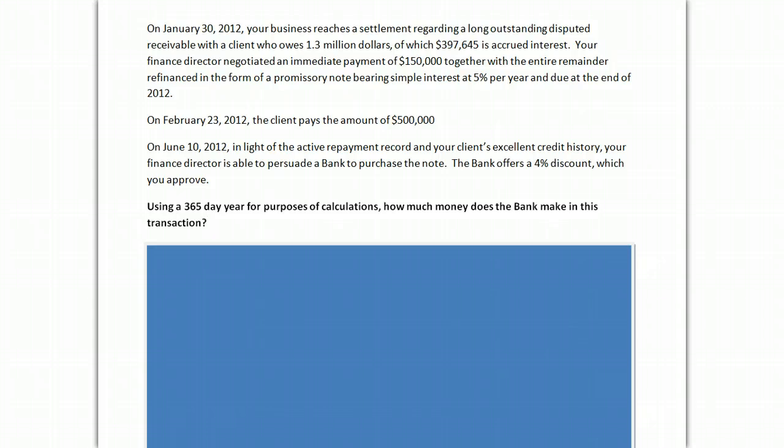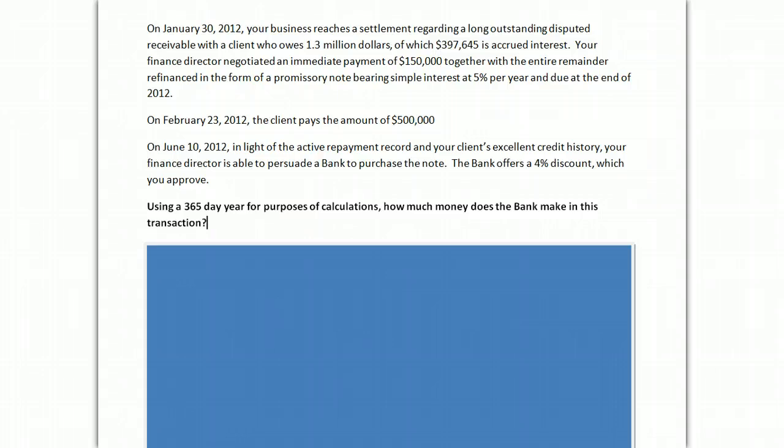So let's read through. On January 30th, 2012, your business reaches a settlement regarding a long outstanding disputed receivable with a client who owes $1.3 million, of which $397,645 is accrued interest. Now, that immediately tells you that this was a simple interest obligation, and the client has piled up all this interest, and the interest will keep piling up. It won't bear interest on interest. Only that $1.3 million is earning interest right now.